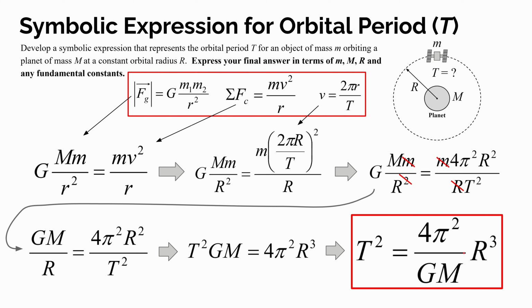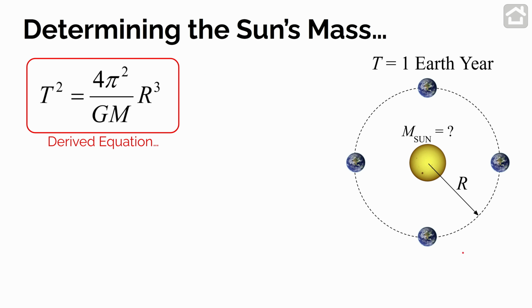And just to show you, how could we actually use this derived expression to do something useful? Well, we could use this expression pretty simply to determine the mass of our sun, the mass of the star that our planet is orbiting, right? We know that the Earth goes around the sun once every year. That's how we define a year, one trip around the sun. And so we know the period, and we know the approximate distance that the Earth is from the center of the sun. We know its orbital radius. So if we know the period, we know the orbital radius, we can solve for the mass.